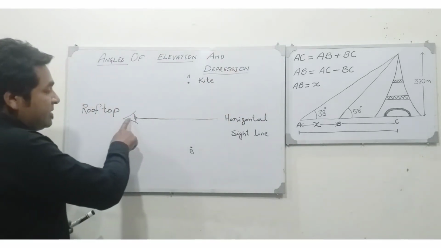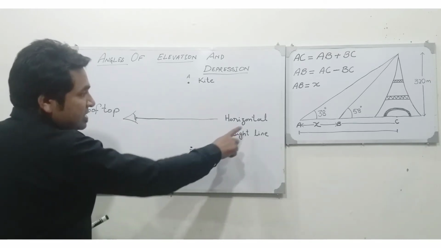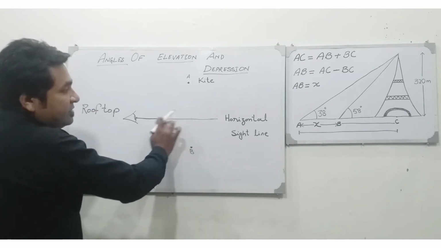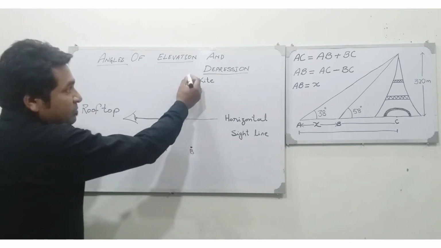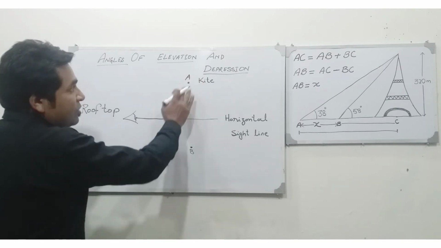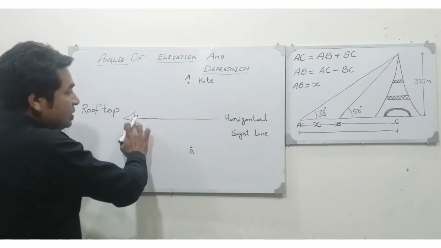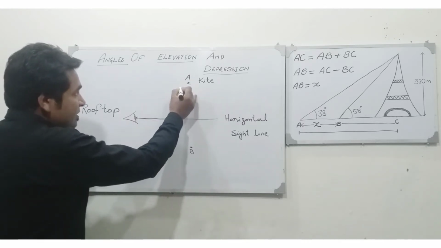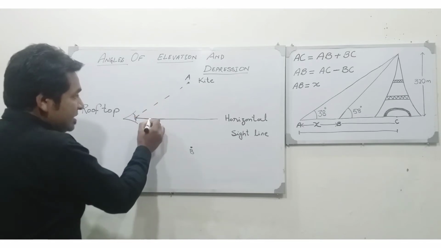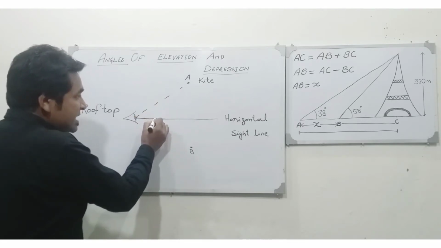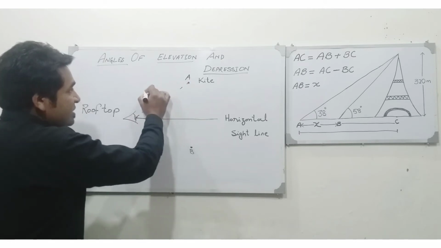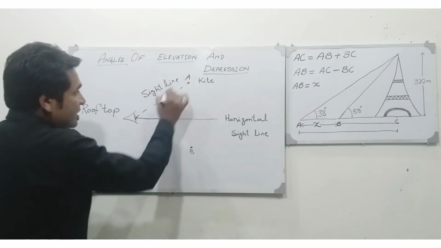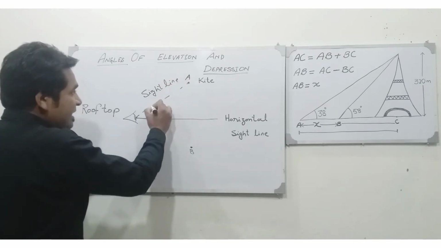Look, this is your eye and you are forming a horizontal sight line. If there is a point A above this horizontal sight line and you look upward, then the angle between the horizontal sight line and this sight line is called the angle of elevation.